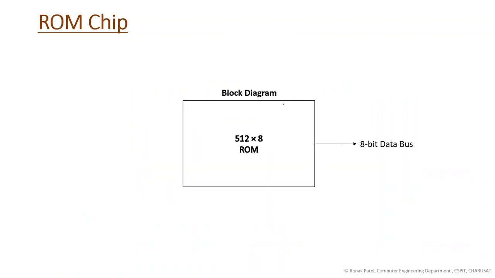Then we have seen the ROM chip. So 512x8 ROM, 8-bit data bus. Now this is unidirectional. Why? Because we can just read from the ROM, right? Read and write is not performed continuously in ROM, right? At the time of manufacturing, the ROM can be written. And there is a 9-bit address, right? 512 words are there, each word size is 8 bits. So to address 512 words, we require a 9-bit address.